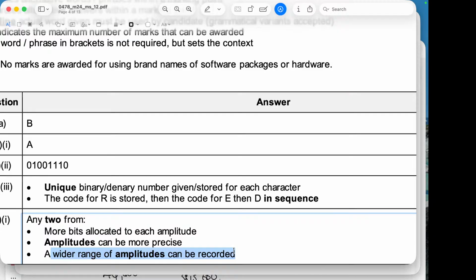The key thing is to try not to get mixed up with resolution for images. A paper will cover either images or sound; they don't mix them. Image resolution is different. It's not the number of bits, that's the colour depth. So try not to get them mixed up. But resolution for sound is the number of bits for each sample.